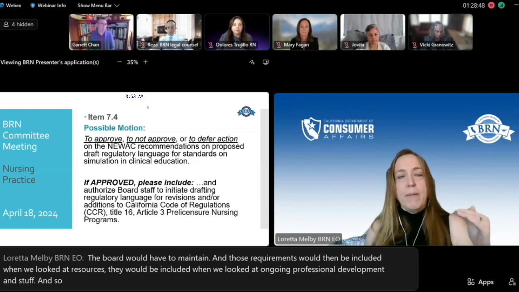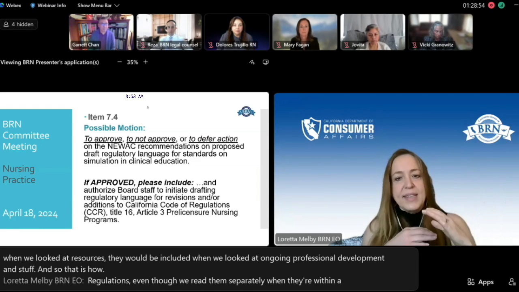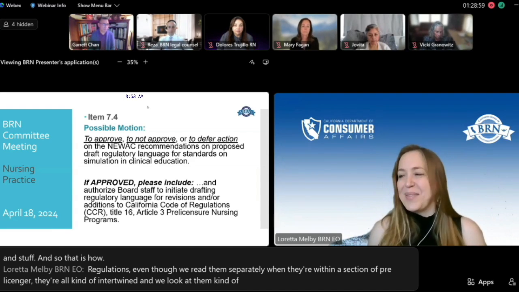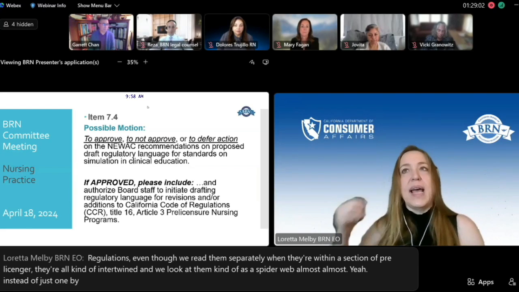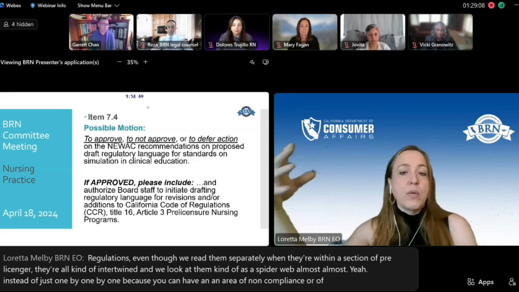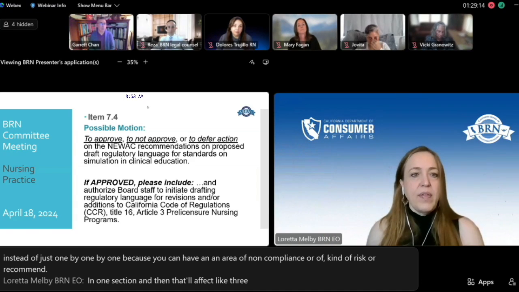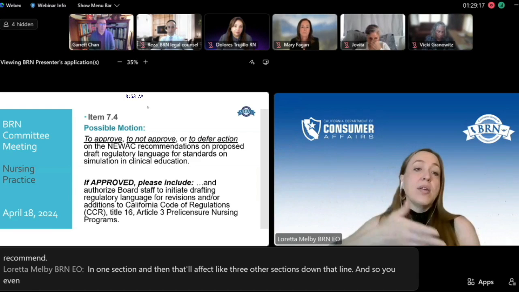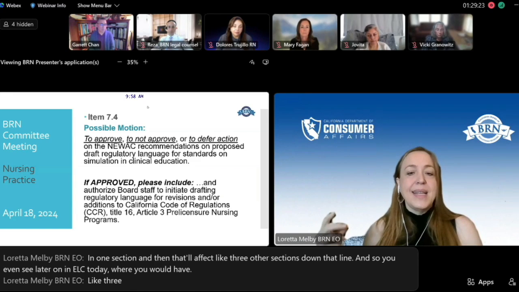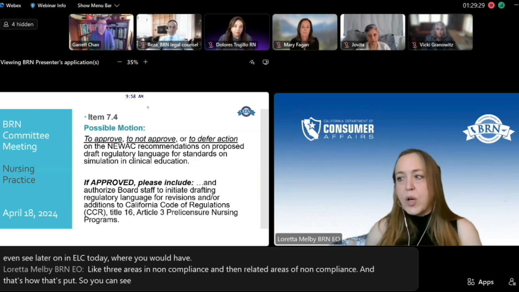And so that is how regulations, even though we read them separately, when they're within a section of pre-licensure, they're all kind of intertwined, and we look at them kind of as a spider web almost, yep. Instead of just one by one, because you can have an area of non-compliance or of kind of risk or recommendation in one section, and then that'll affect like 3 other sections down that line. And so you even see later on in ELC today, where you would have like 3 areas of noncompliance and then related areas of noncompliance. And that's how that's put. So you can see how everything just kind of goes there.